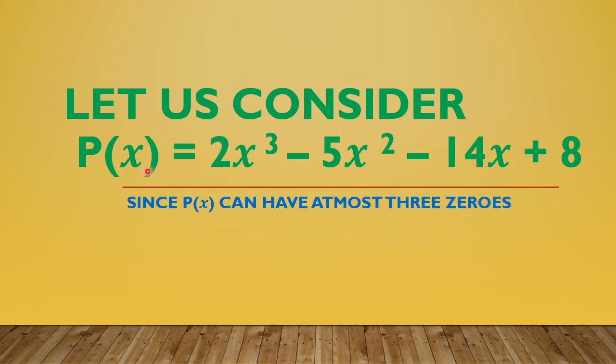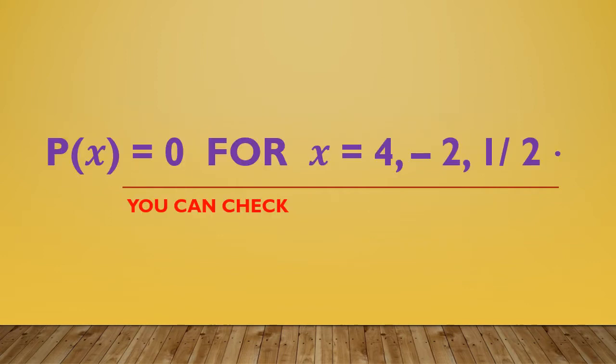When we replace the value of x one by one with which numbers? 4, minus 2 and half, then we will get the RHS value equal to 0. Hence these are the roots of the equation, or the zeros of the cubic equation.